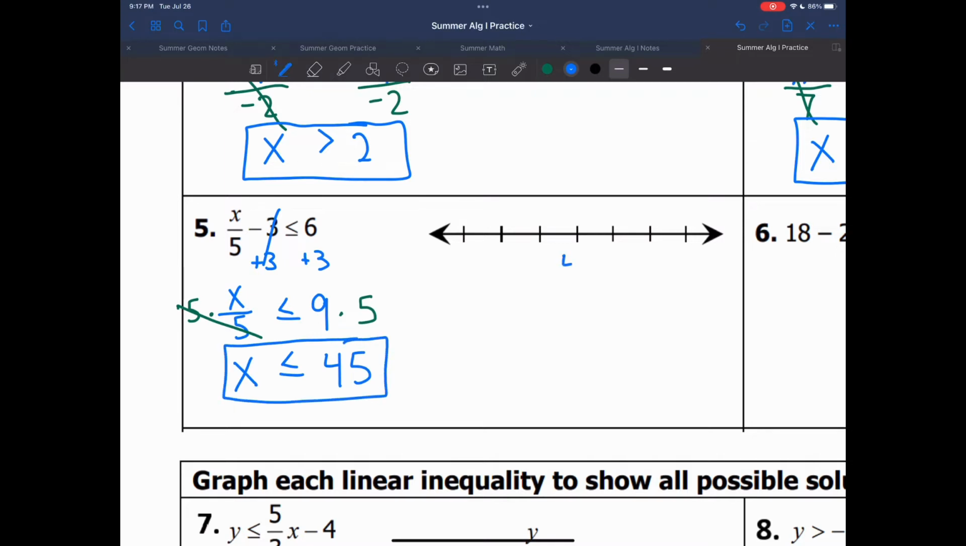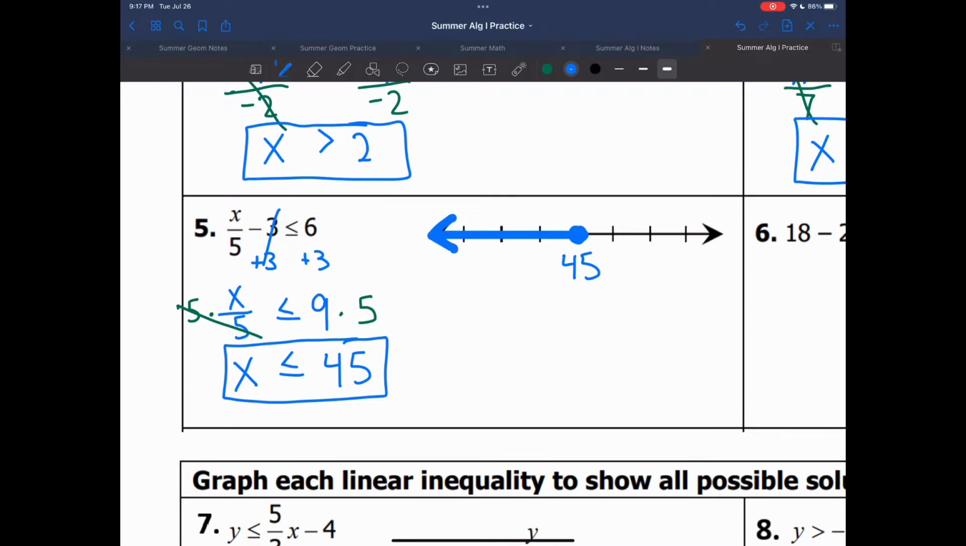So let's put our 45 right here. Now this one will be a closed circle, and that's because we've got the line underneath this. That always means you're going to close it up, because we include that number, less than or equal to. And then less than means we are going to shade it to the left.